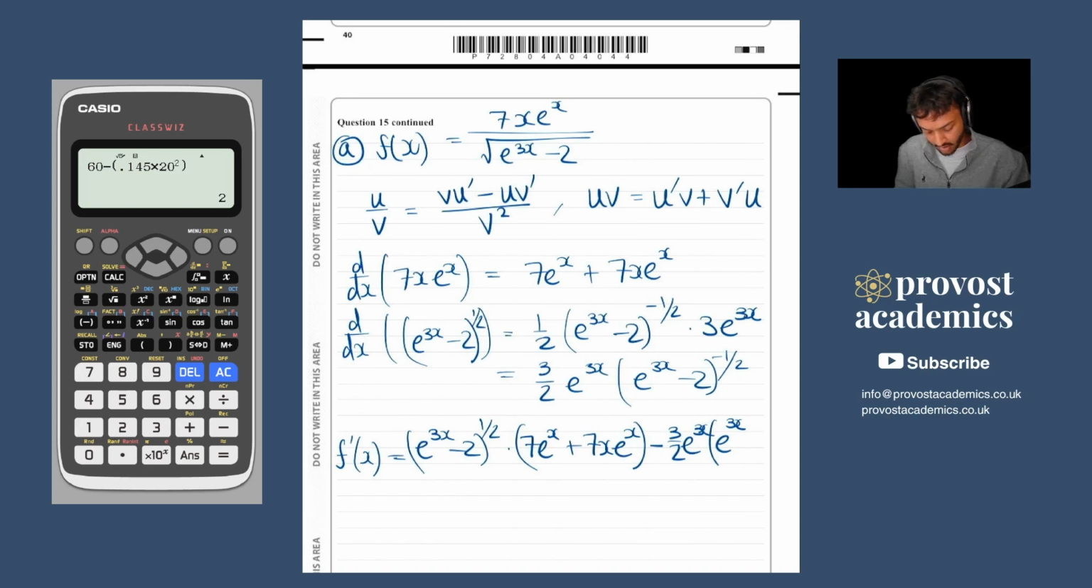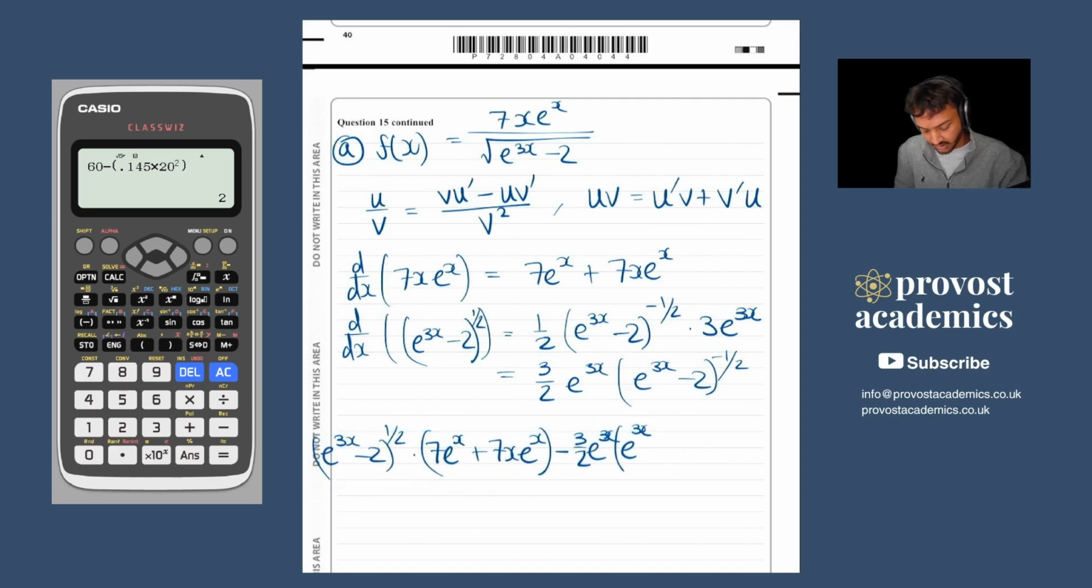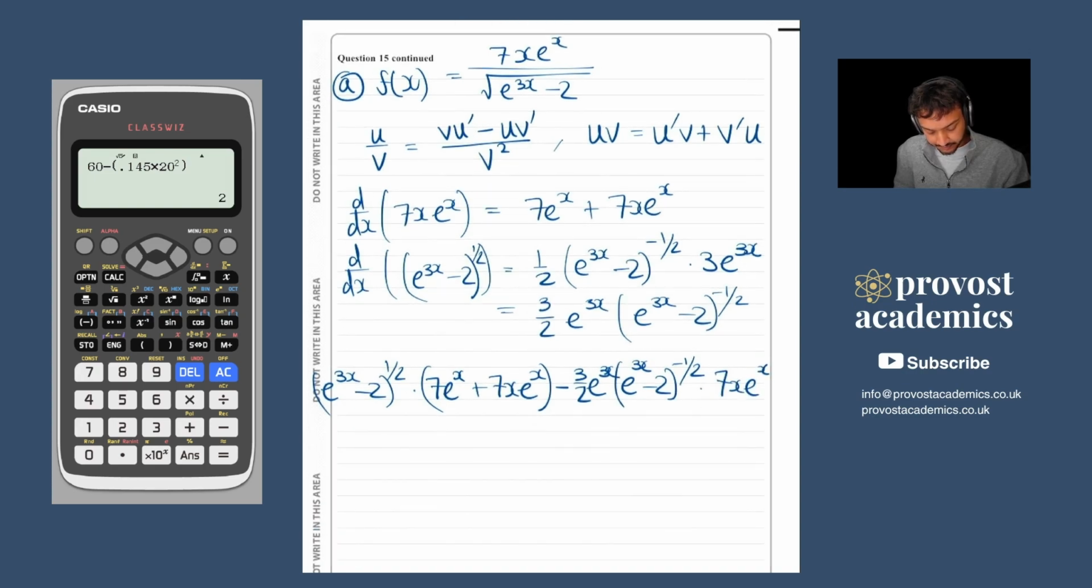I don't think I'm going to have space, so what I'm going to do is get rid of this and just shove everything to the corner, because I actually need to write everything on one line. (e^(3x) - 2)^(-1/2) times, what was my u? So my u was 7x e^x. And all over my denominator squared, which is going to be (e^(3x) - 2). Okay, interesting. So I'm just going to put some brackets around the negative.